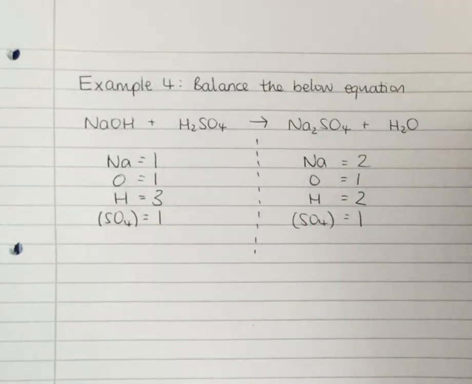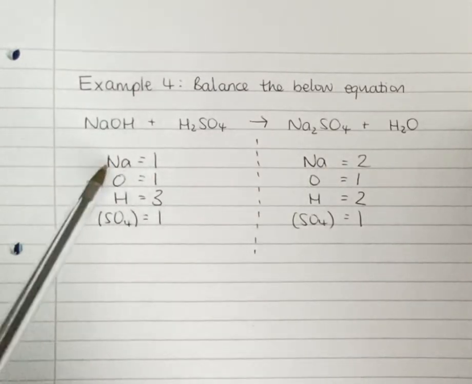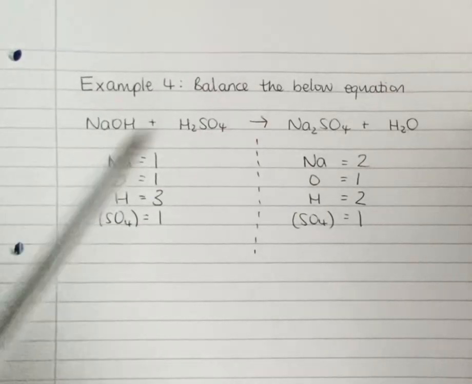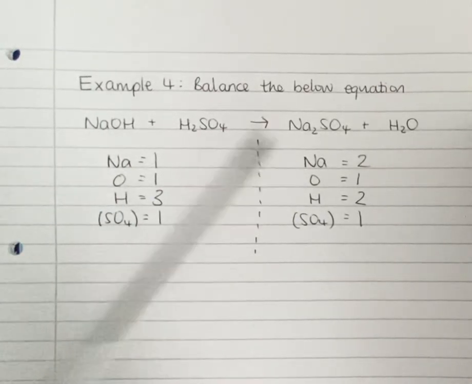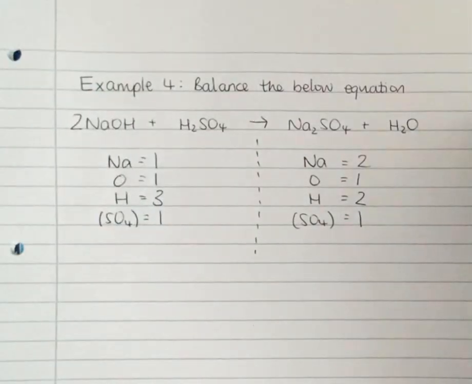So remember our rule from example 3, we want to start by balancing elements that are only in one thing on both sides of the arrow. Okay, now the only one that's unbalanced, that's in one thing on both sides, is our sodium. We've got 1 sodium here, 2 sodium here. So the best way to balance that is by placing a big 2 in front here.